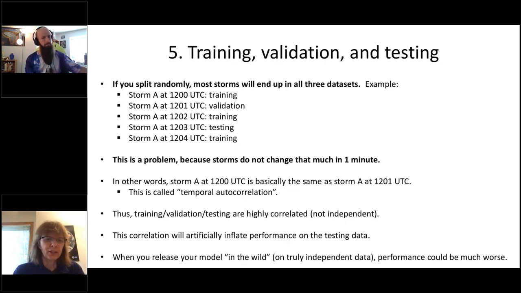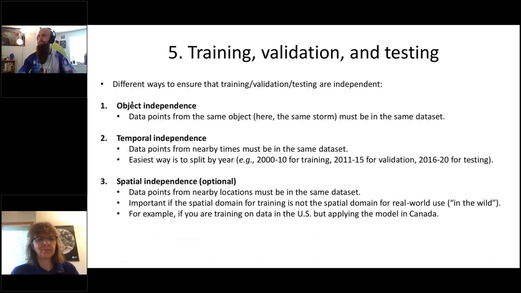And so, because there's temporal autocorrelation, because between 12 o'clock and 12:01 it's so closely related, there's really strong autocorrelation between those two samples. And so that becomes a problem, as we just discussed. So next slide, please, on how we can avoid this.